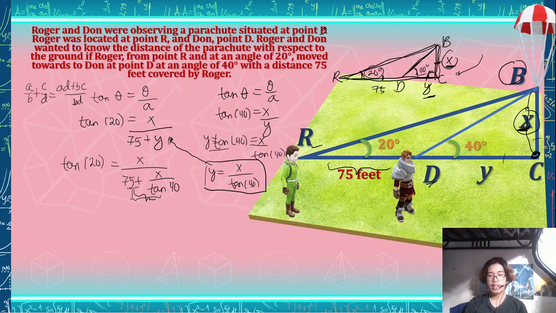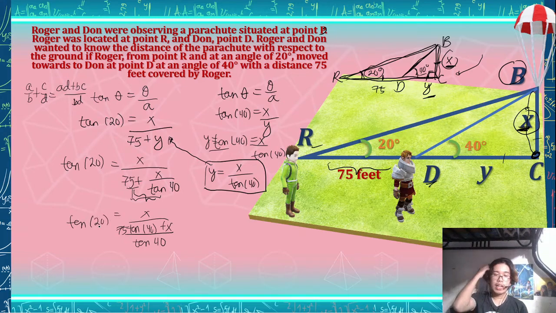So that's 1 and tangent 40. So that's going to be tangent 40 all over, okay, what's 75 times tangent 40? We can just write there 75 times tangent 40. And then what's 1 times x? That's just x. So therefore we have this denominator and this complex fraction. So we have x all over 75 tangent 40 plus x all over tangent 40 is equal to tangent 20 for this problem.